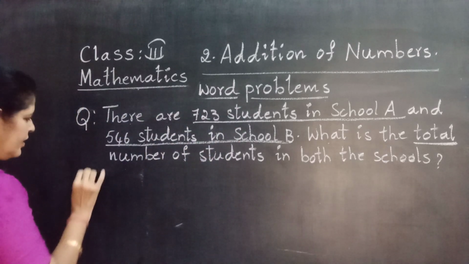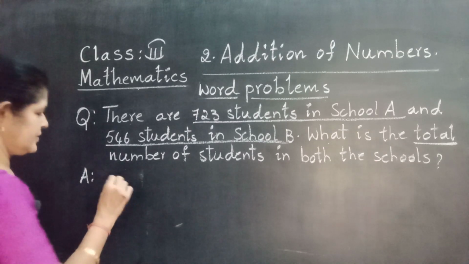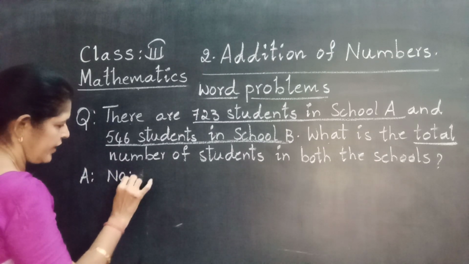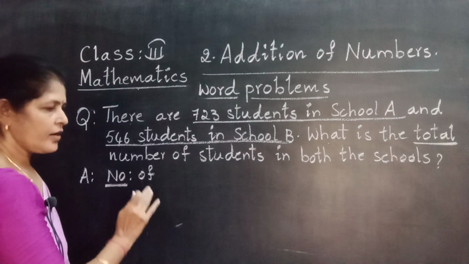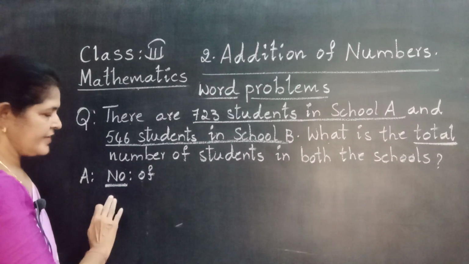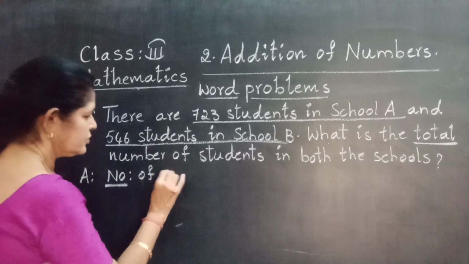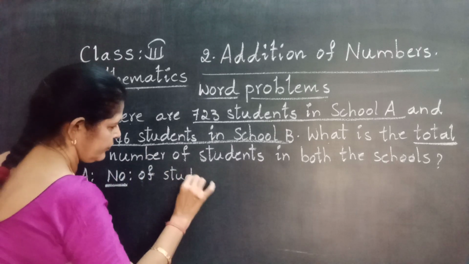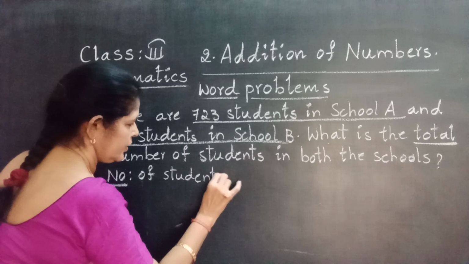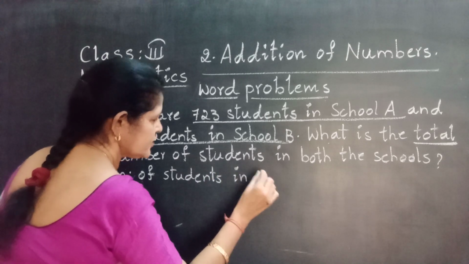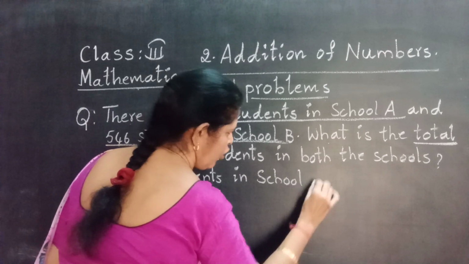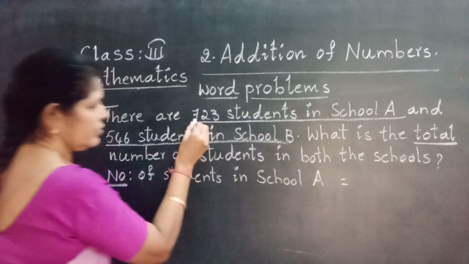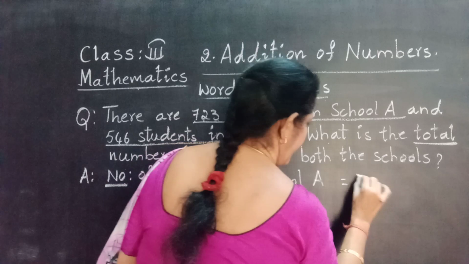Now give a line and write the answer like this. Number of, "No", two dots and underline. This is the short form of number of. We read this: number of students in, what is the first school? School A. How many in that school? 723. Write that number.